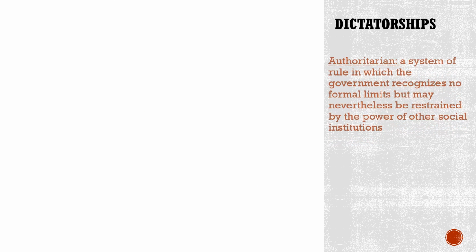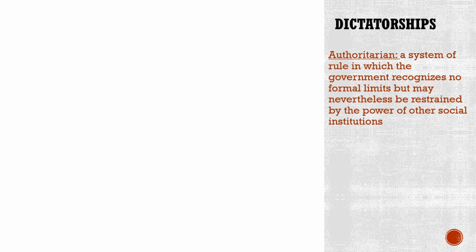Now, dictatorships. An authoritarian system is a system of rule in which the government recognizes no formal limits, but may nevertheless be restrained by the power of other social institutions. A primary example would be South America. Dictators would often adhere or listen to the Roman Catholic Church or give kickbacks to the Roman Catholic Church in order to have the populace listen to them. Roman Catholicism is very popular in South America, and the Pope is seen as almost like God.